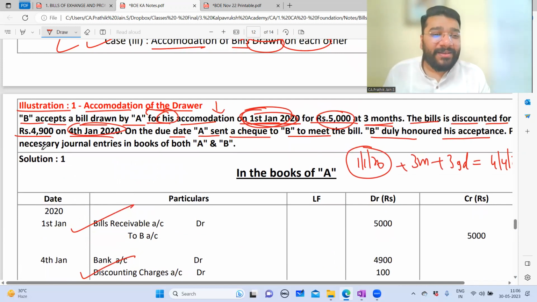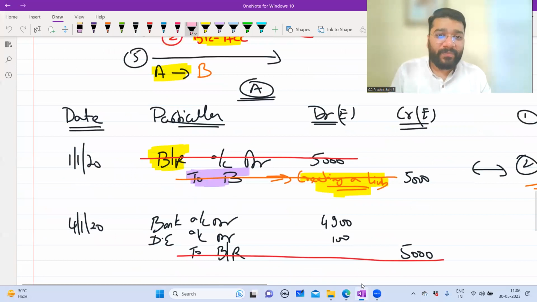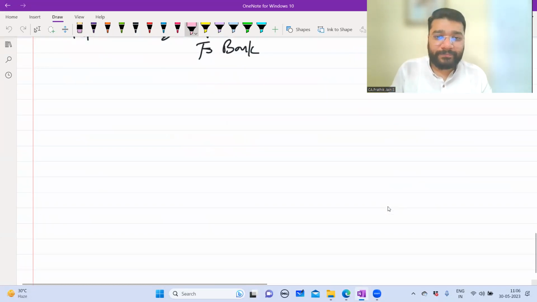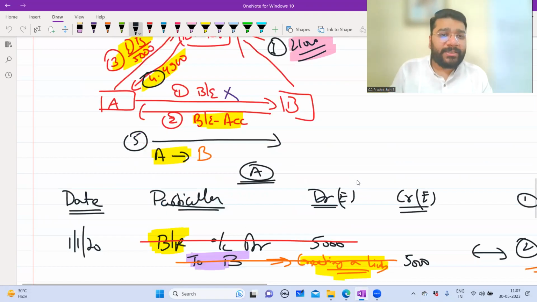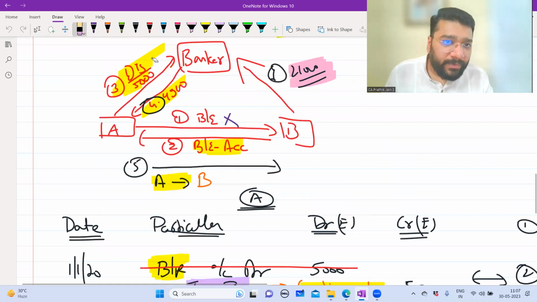Now, guys, pass necessary entries in books of B. Can we do it in the books of B? Books of B, people. Hello. Yes, sir. Now, guys, first transaction. Let me erase a few of them here.